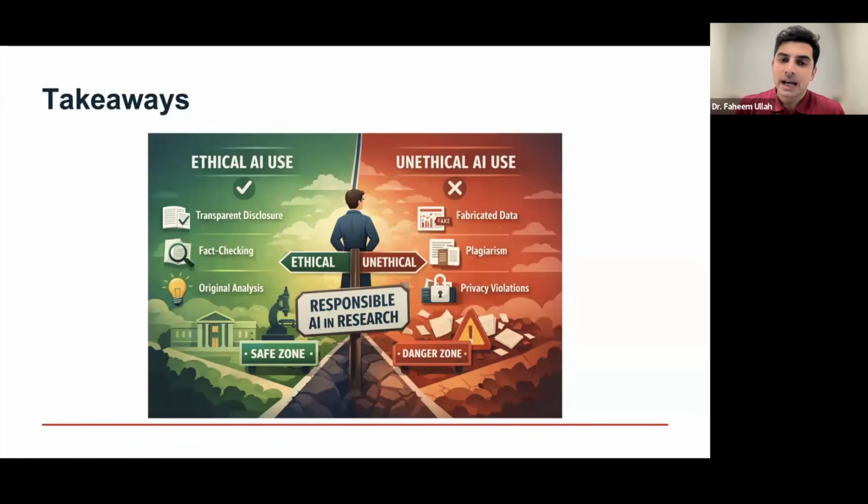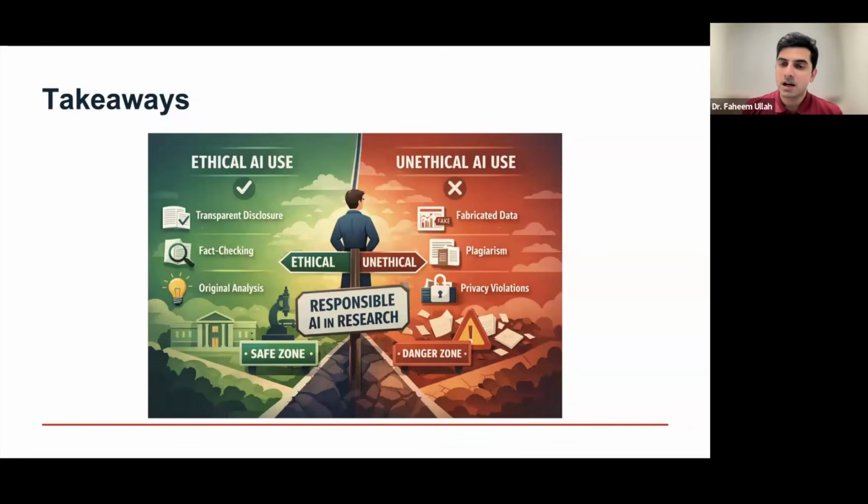Okay, now coming to the end, looking at what we can do with AI tools and what we cannot do with AI tools. The first thing is disclosure: if you're using it, it is much better to mention that you have used AI, right? For example, looking at this figure, I used AI to create this figure, and it's okay. It's just a presentation. I've drawn this figure to make my point.